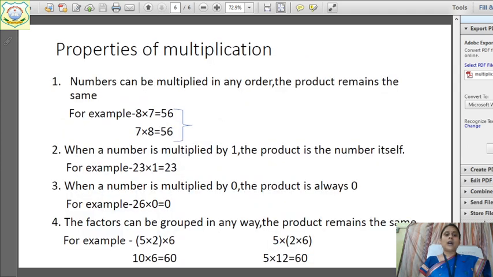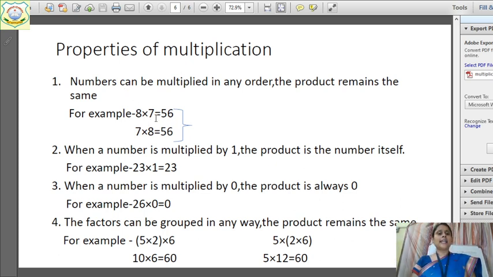Okay. Now, we'll see the properties of multiplication once again. Let's start. Property 1: numbers can be multiplied in any order. The product remains the same. This we have already read, in the previous slide. What we have learned is that whenever the order changes, the product remains the same.